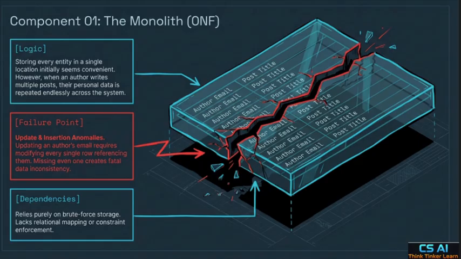Now every database starts as a monolith, or zero normal form. This is just a flat file where we dump everything. It seems convenient initially, but it is a trap. If an author writes 100 posts, their email is repeated 100 times. This leads to update anomalies. If that author changes their email, you must modify every single row. If you miss just one, you have created a fatal data inconsistency. This relies on brute force storage and lacks any real constraint enforcement.